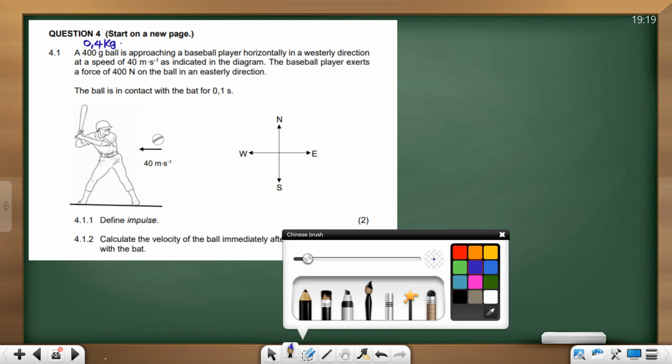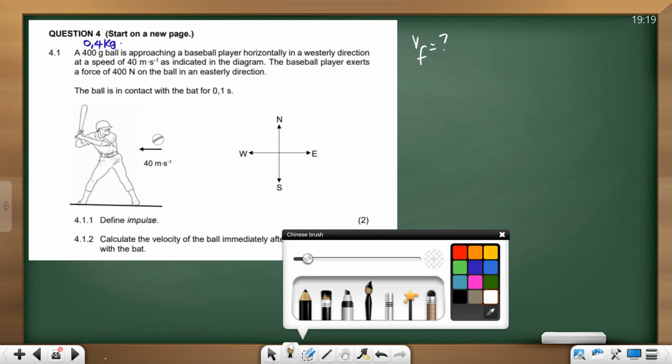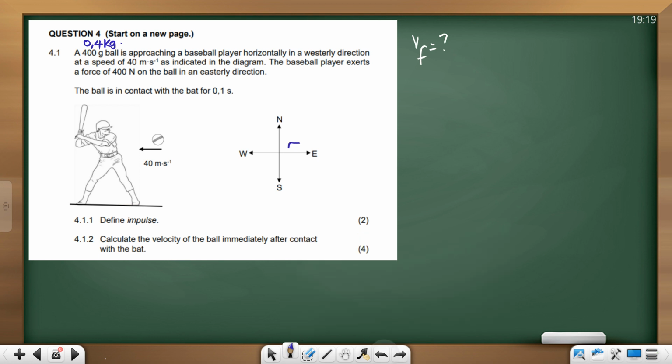Wait. What are we looking for? The velocity of the ball after. This is how I interpret my questions. I'm looking for what? Let's choose a direction. What do you want? East is positive. Okay. West has to be what? Negative. What is the initial velocity of the ball?